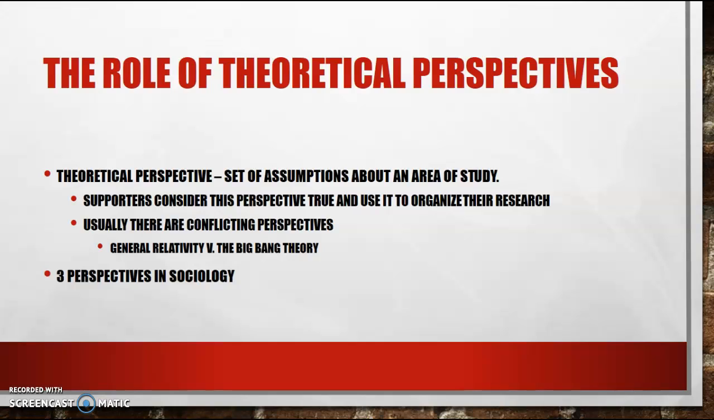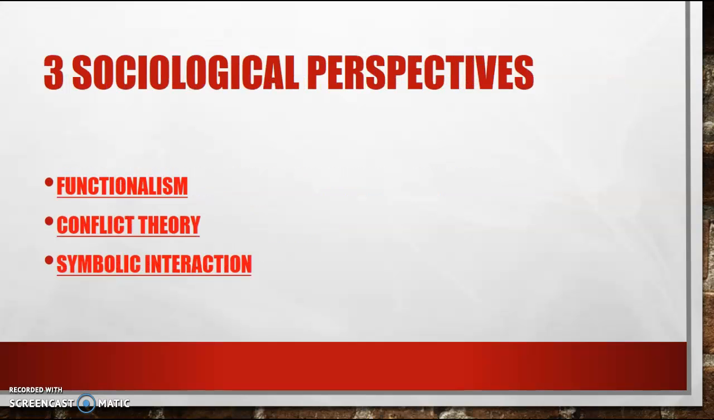Usually there are conflicting perspectives. We'll see that in sociology. An example of this is general relativity versus the Big Bang Theory. This is Einstein, general relativity, versus the Big Bang Theory that matter just happened and things just happen. So there are conflicting perspectives, and some people can prove both of them. We look at these three perspectives in sociology and just see how they line up, and they do conflict with one another, and they do have different things, but there are some things that they share. The three sociological perspectives are functionalism, conflict theory, and symbolic interaction. So we're going to be looking at those three.